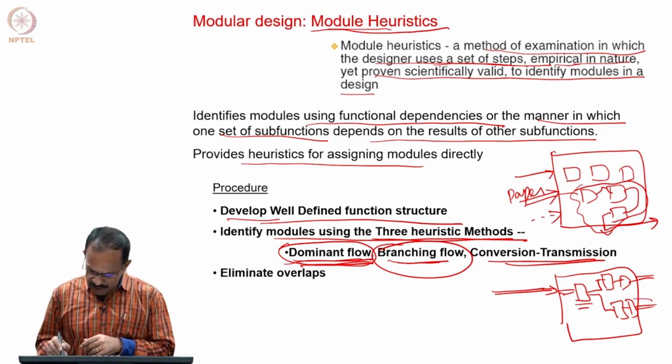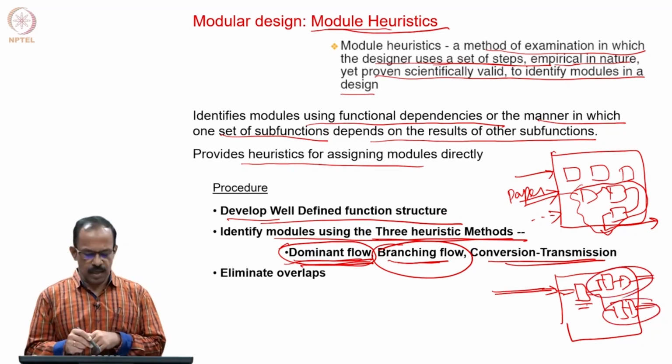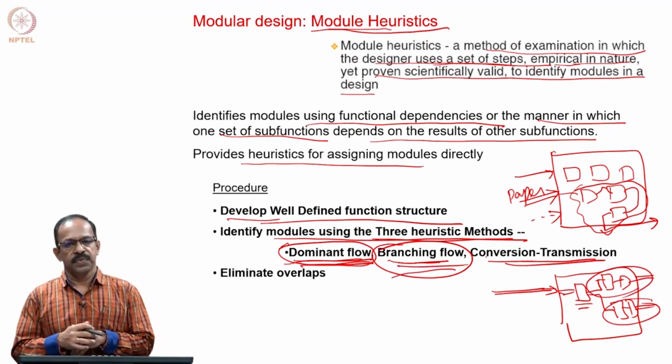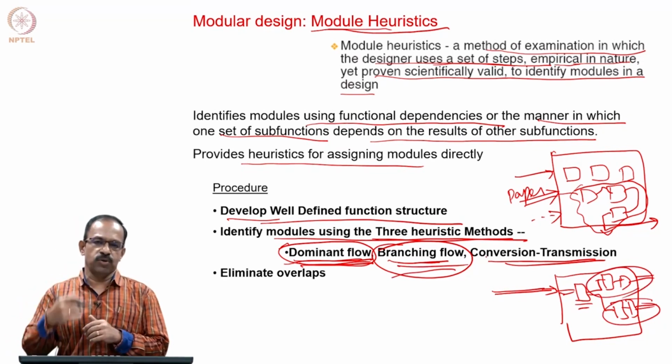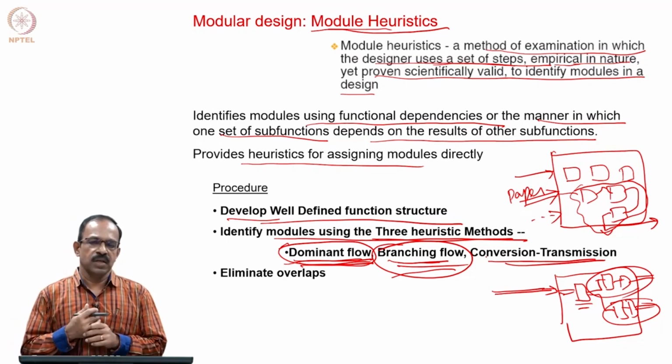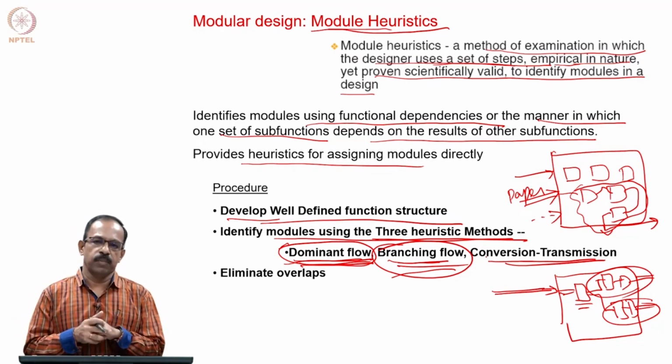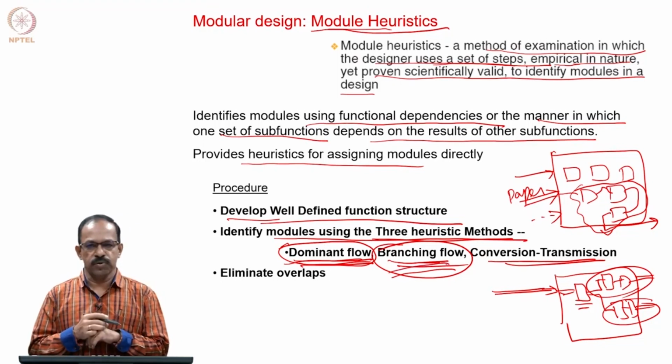Then each of these can actually be considered as a module. So, that is the branching flow heuristics. Whenever there is a flow branching into multiple branches, then each branch we consider as a module. So, that is the branching flow heuristics.